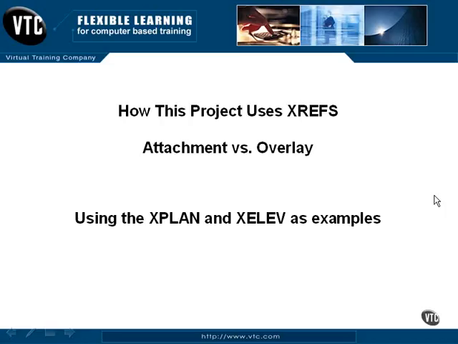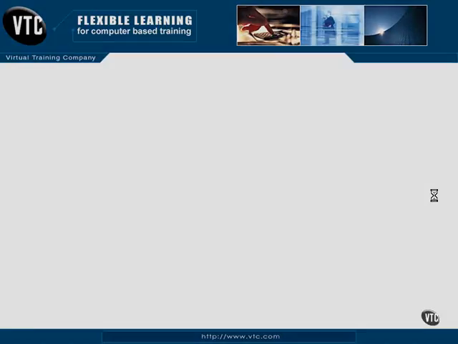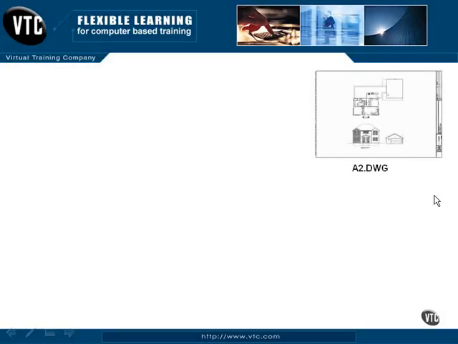Now that you have seen the scope of the project and the process of creating each sheet, I want to highlight the use of XREFs and the difference between an attachment and an overlay. I'm going to use the X-Plan and the X-Elevation as examples. The A2 sheet is created by referencing the border and by referencing the elevation.